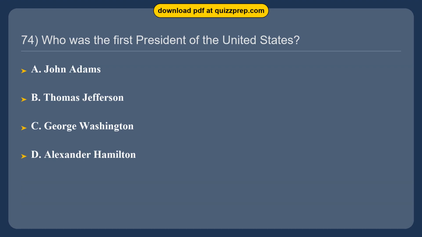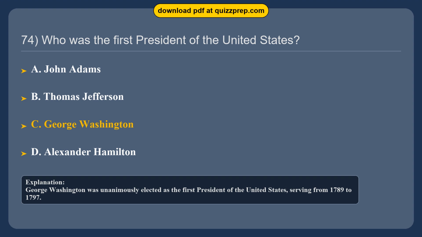Question 74. Who was the first President of the United States? Option A, John Adams. Option B, Thomas Jefferson. Option C, George Washington. Option D, Alexander Hamilton. The correct answer is option C, George Washington. George Washington was unanimously elected as the first President of the United States, serving from 1789 to 1797.